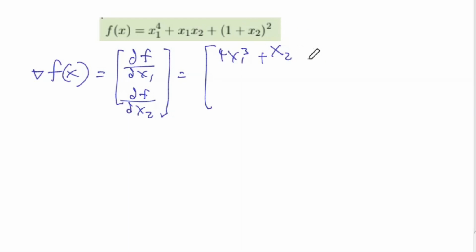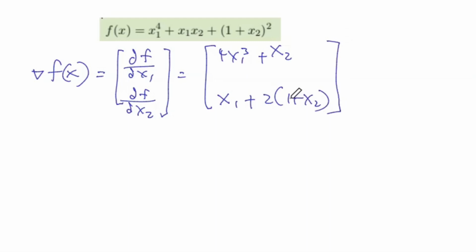For the derivative over s2, you have s1 here, sorry. What I'm talking about is just s1. Derive over s2, you have s1, and derive over s2, you have 2 times s2 plus 1. Okay, this is the gradient. Then the Hessian.